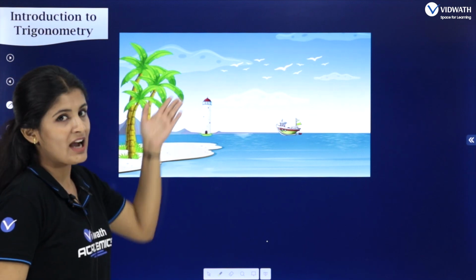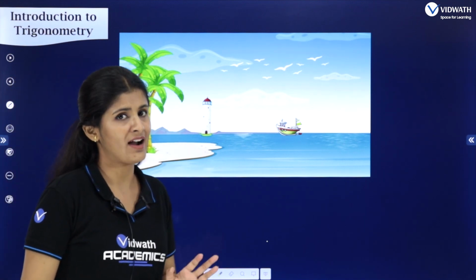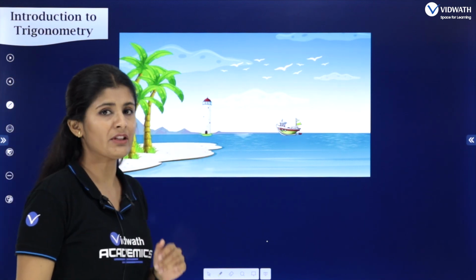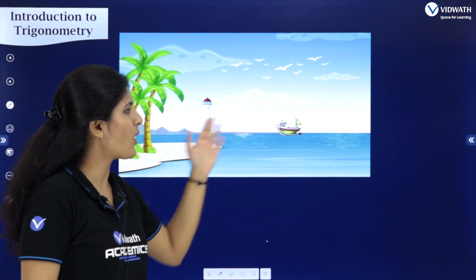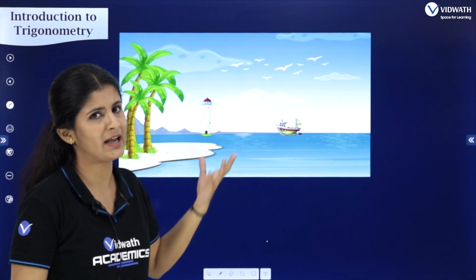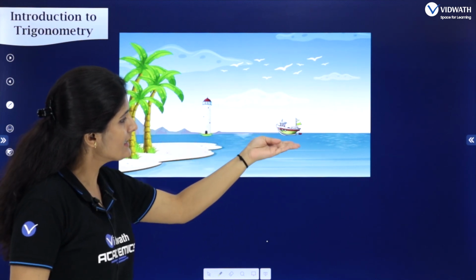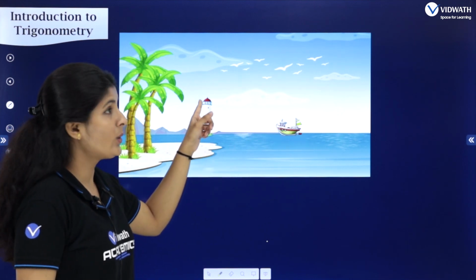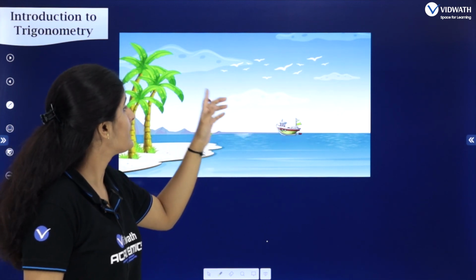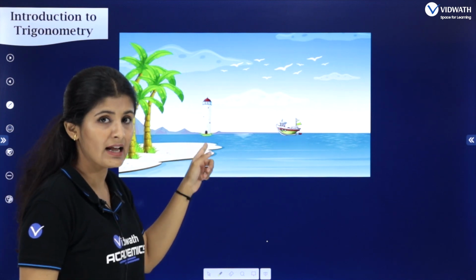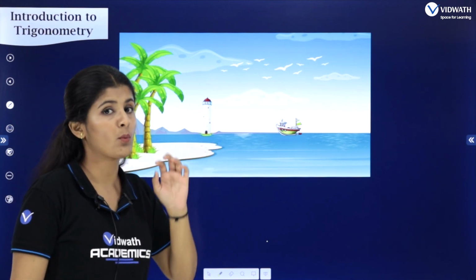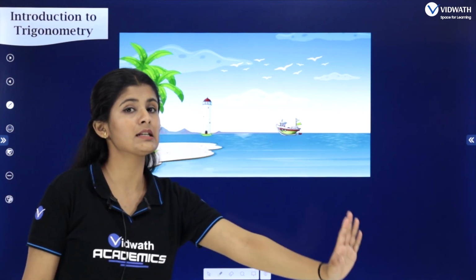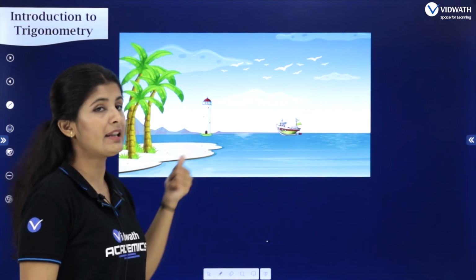Now you see a lighthouse here. A friend of ours, John, is standing at the top of the lighthouse and he is observing all the boats that pass by near him. He sees that a boat is standing still in the sea. Now he is curious to find the distance of this lighthouse from the boat. He wants to know at what distance the boat is present from the lighthouse.